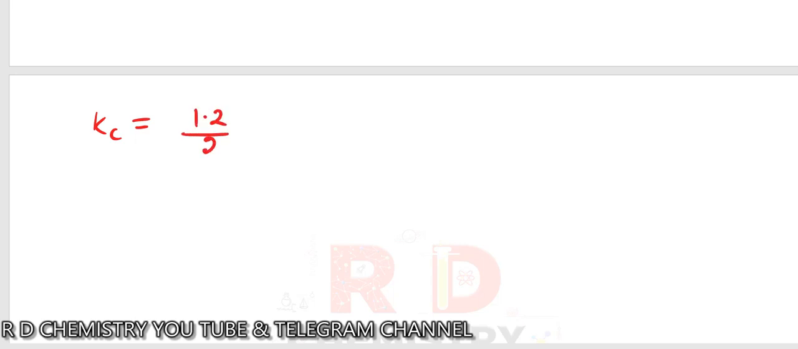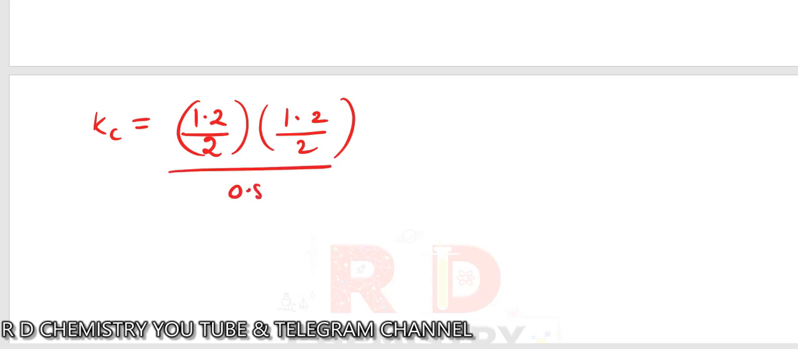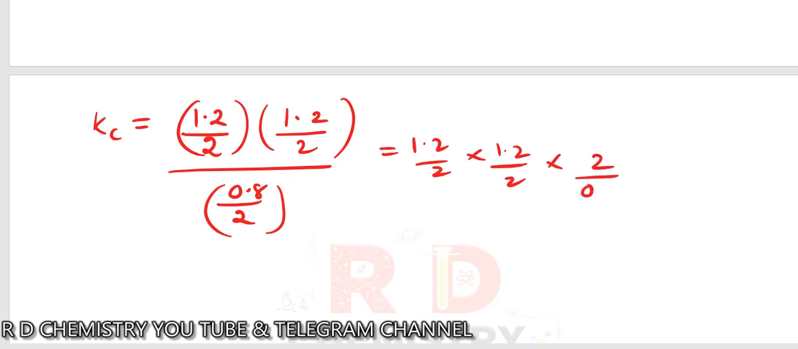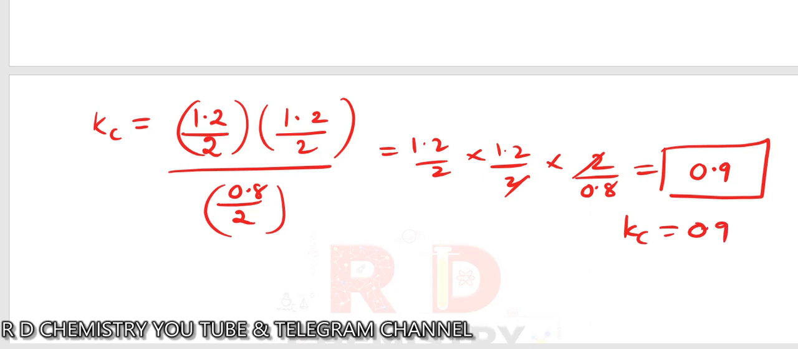Therefore Kc is equal to the PCl3 concentration, 1.2 divided by the volume of the vessel 2, into again 1.2 divided by 2, all divided by 0.8 divided by 2. So this was the simplification: 1.2 divided by 2, 1.2 divided by 2, into 2 divided by 0.8. The 2s get cancelled. All these numbers will lead to 0.9. Remember, Kc is equal to 0.9.